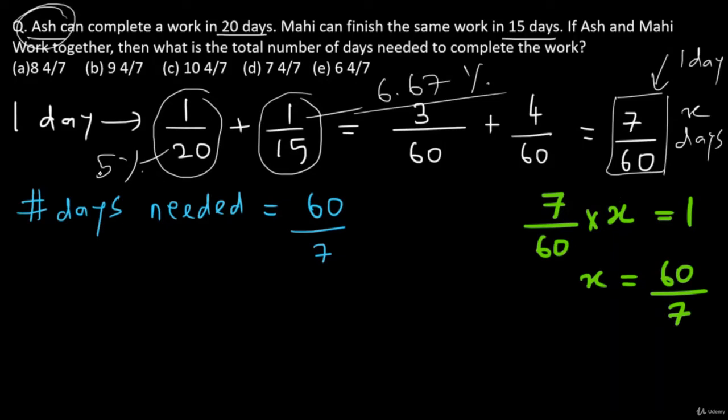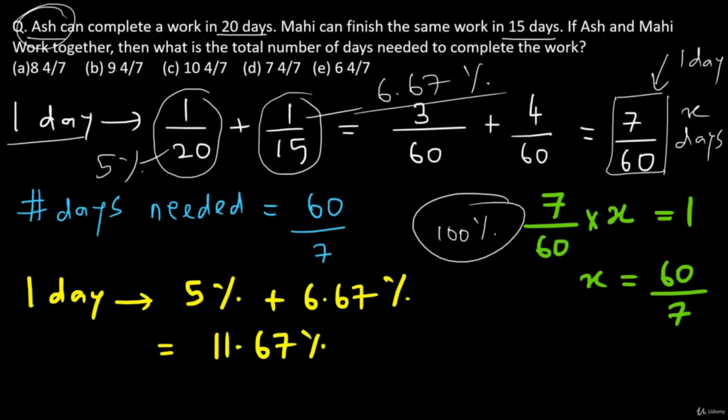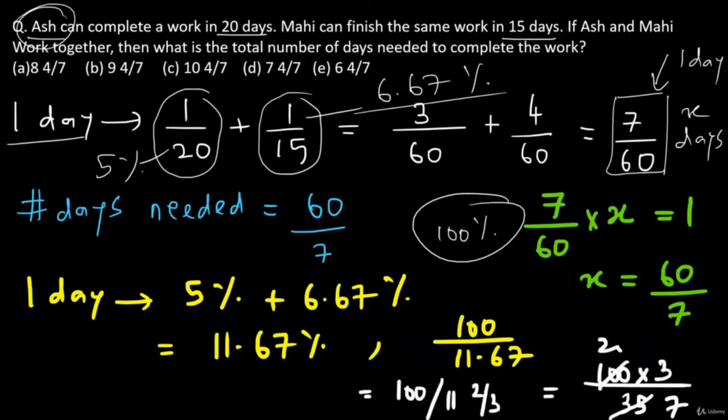Alright, now when they work together, in one day, they'll complete 5% plus 6.67%, which is equal to 11.67% of the work. Now, to complete 100% of the work, how many days will be required? That would be 100 divided by 11.67. 11.67 is the same as 11 2 by 3. So we have 100 divided by 11 2 by 3.